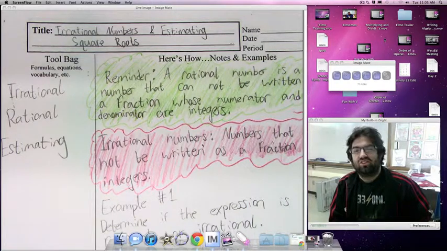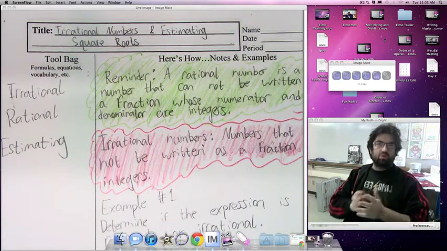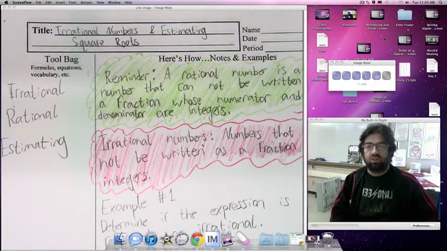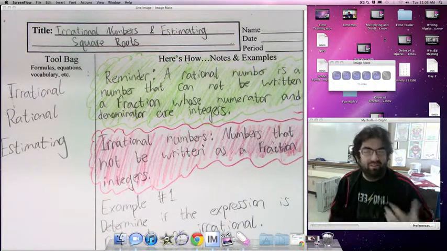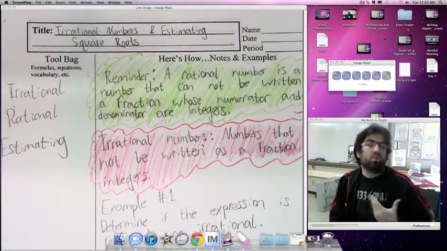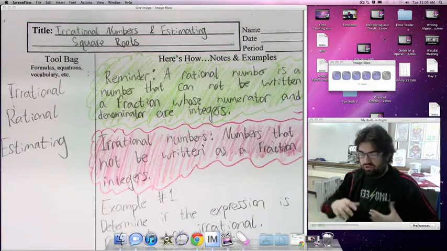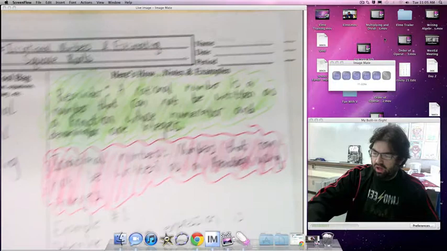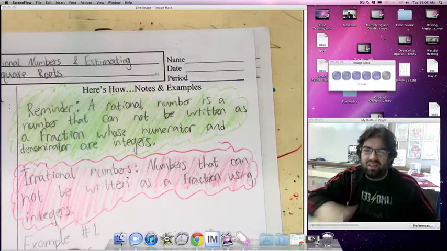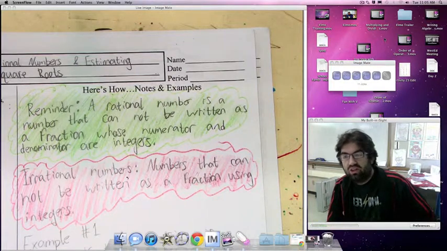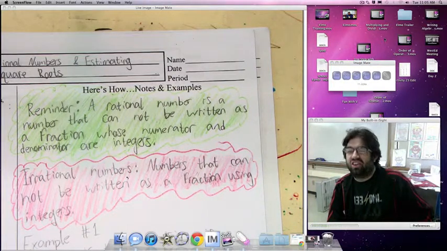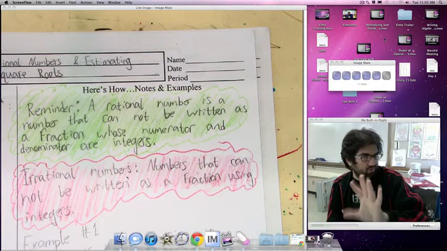Hi, this is a video, it's going to be pretty quick, on something called irrational numbers and estimating square roots. We know what rational numbers are, and this is just a quick reminder. A rational number is a number that can be written as a fraction whose numerator and denominator are integers. So we talked about that before.